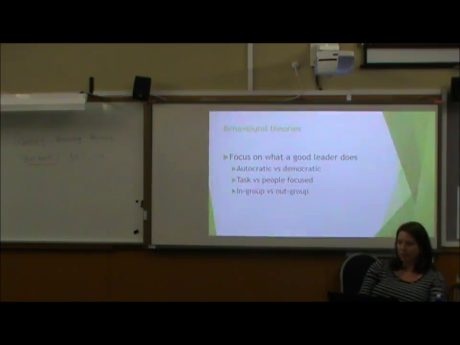Any questions about behavioural theories? I mean, the point with these ones is the same with trait, is that it assumes that the manager does the same sort of thing, approaches each situation in the same kind of way. If you're an autocratic leader, you're always an autocratic leader. But the problem is you're not.